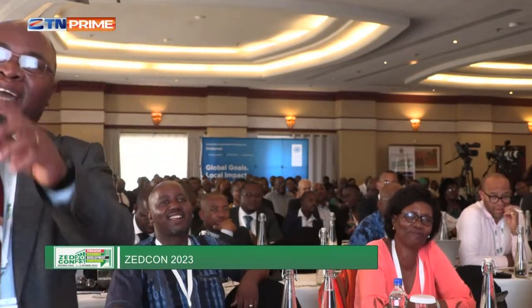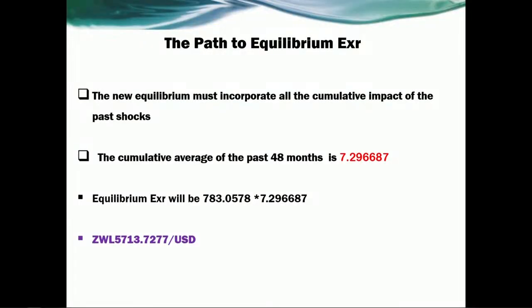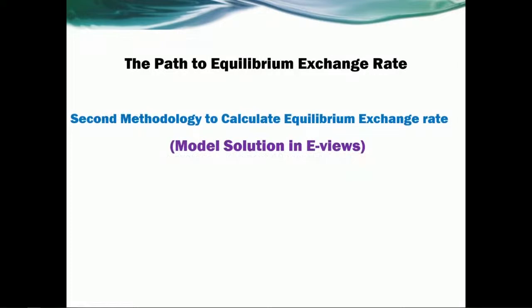So I now go back to including the average shocks, which is the average of 7.29, multiplied by 7.83. We then think that the equilibrium exchange rate may be somewhere close to 5713.72, plus or minus. We can put a 95% confidence around that.